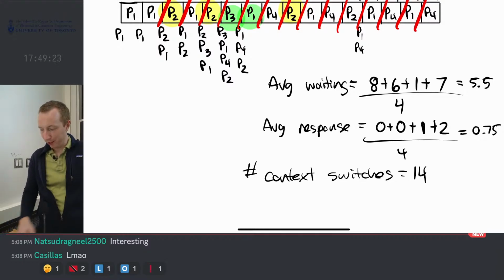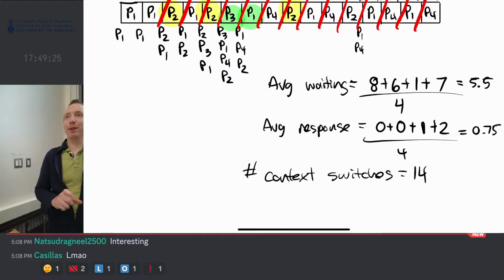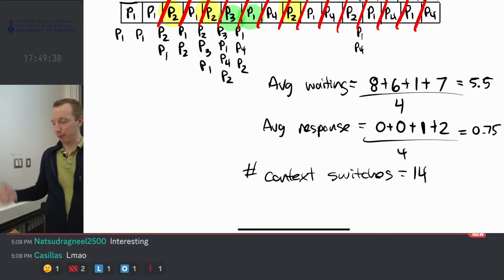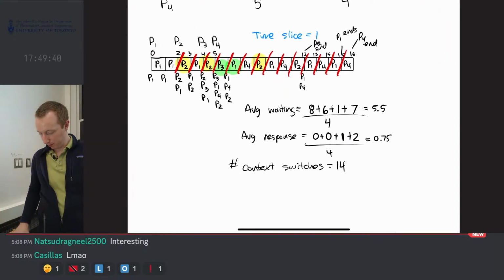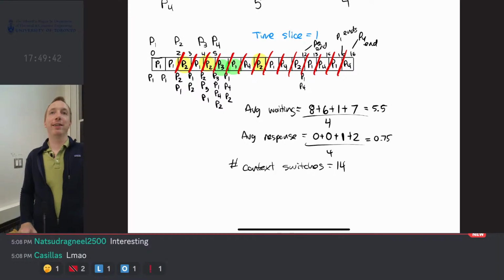So if you're tweaking the time slice number and you see that 50% of the time is spent doing context switches, well, you're not in the 1% range, so you should probably increase your time slice because you're switching way too fast. So there's always going to be some type of trade-off here. Any questions about that?